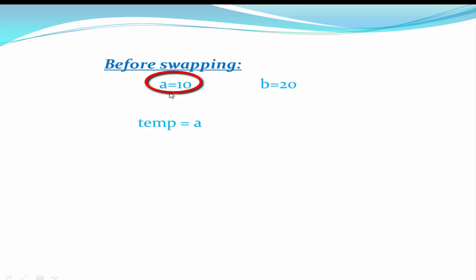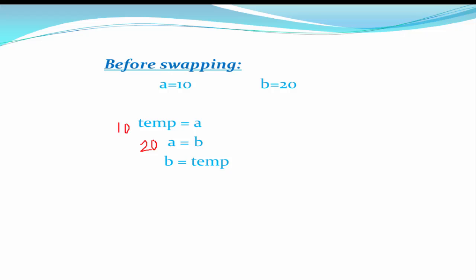Here we initialize a equal to 10. So the variable temp containing 10. Now we gonna write a equal to b, means a containing b's value. Here we initialize b equal to 20. So now a containing 20. 20 is the latest value of a.